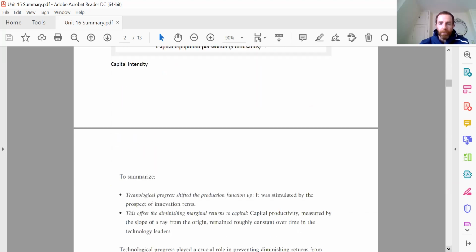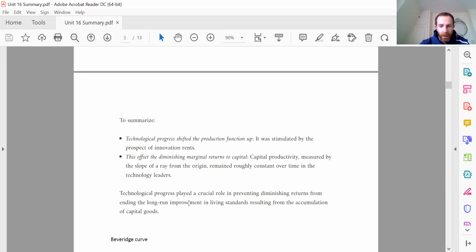Okay, so that's the kind of really, really key idea. And maybe this last bit: technological progress plays a crucial role in preventing the diminishing returns from ending long-run improvement in living standards. Improved technology encourages accumulation of more capital, and that offsets a decrease in the marginal product of capital, which then means that more improvements in technology can spur improved standards of living over time.